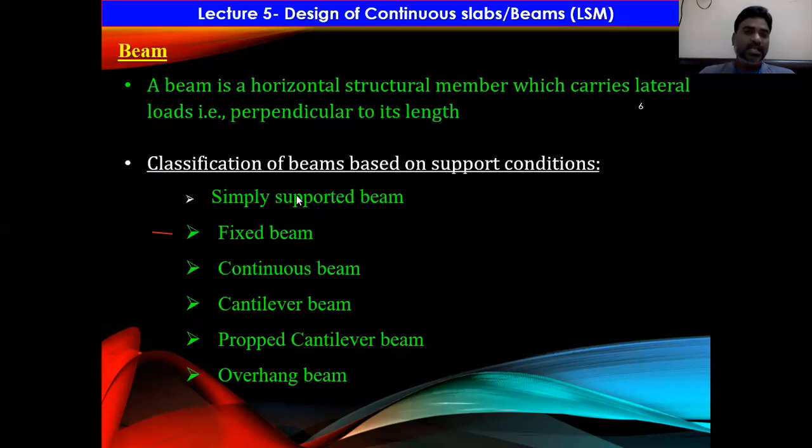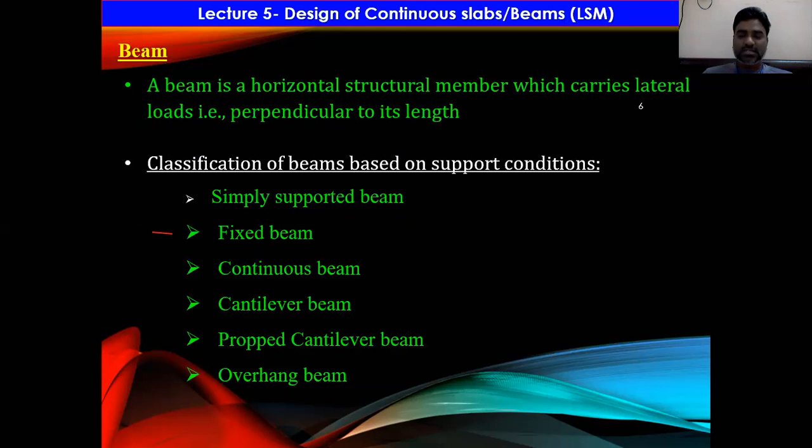Next, coming to the beams. Beam is nothing but, we all know, a horizontal structural member which carries the loads perpendicular to its length, right? And it transfers them to the column. So as I told earlier, the load transfer happens from top to bottom. That means first we take the slabs to beams, beams to columns, columns to footings, footings to soil.